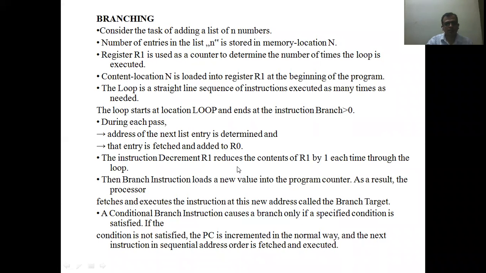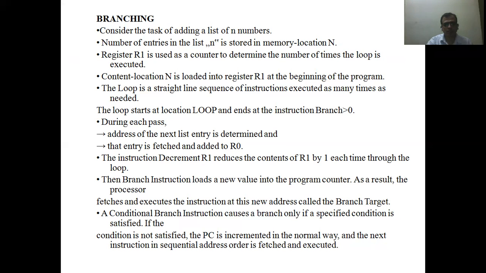So branching. Sometimes it is necessary to execute the instruction at a different location, not in a continuous sequence. So branching is required. Consider the task of adding a list of n numbers. The number of entries in the list, n, is stored in the memory location N. The register R1 is used as a counter to determine the number of times the loop is executed. So R1 holds the number of times the loop executes. The content of location N is loaded into register R1 at the beginning of the program.